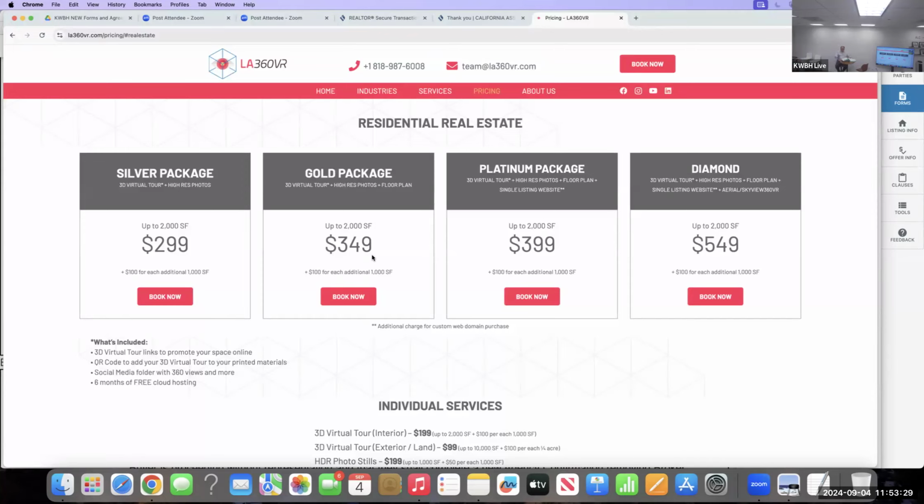That's cheaper than paying a photographer separately too. Don't give this information to your seller, by the way. This is your value. Don't tell them. Sellers should think it costs thousands of dollars.